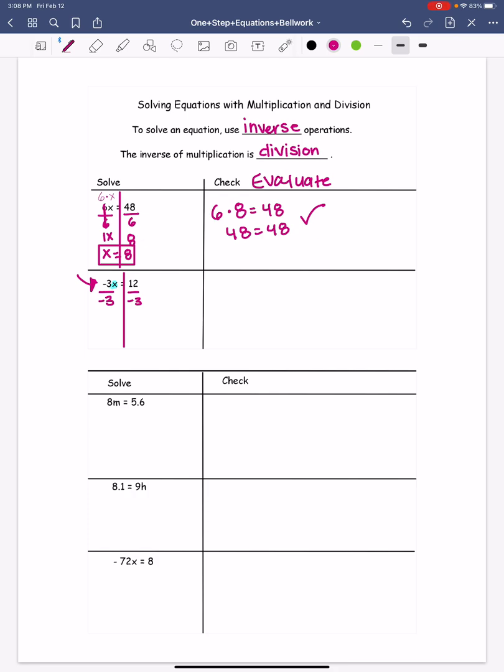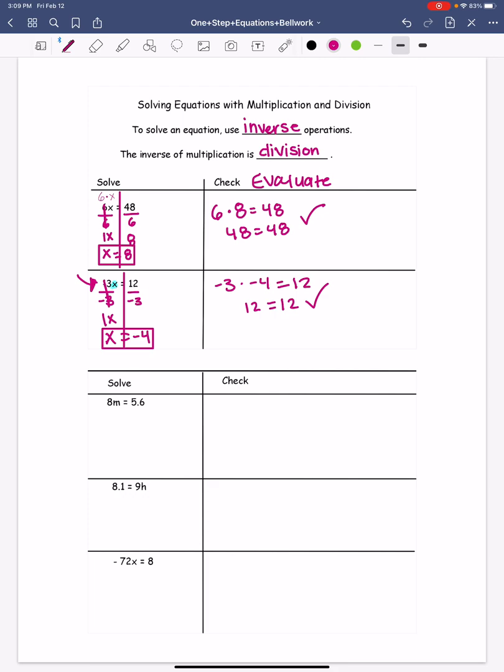So negative 3 divided by negative 3 is 1, so we're left with 1x or just x. And 12 divided by negative 3 is a positive divided by a negative. So the answer is negative 4. We're going to evaluate. So we'll have negative 3 times negative 4 equals 12. Well, 3 times 4 is 12, and because I have two negatives, my answer is positive. So 12 equals 12. We are right.